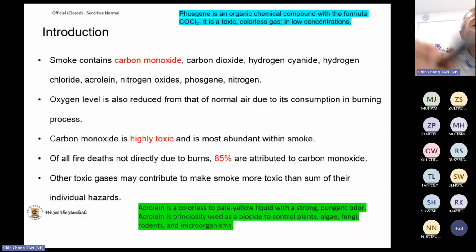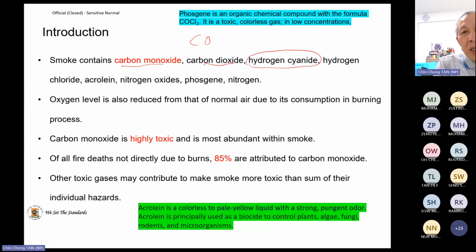Smoke contains carbon monoxide. Carbon monoxide is due to incomplete combustion. Carbon monoxide has a strong affinity for hemoglobin. By right it should be the oxygen that the hemoglobin carries around our blood cells, our system. If carbon monoxide has a stronger affinity, then it will form carboxyhemoglobin, and it will starve our cells of oxygen, and in this way we will lose consciousness. Carbon dioxide as well, toxic.